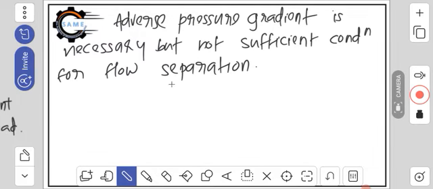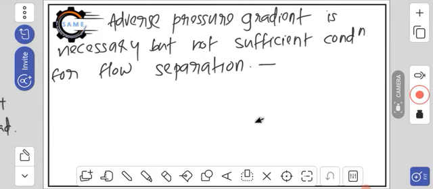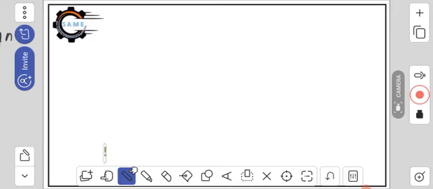Right, it is not sufficient: only the adverse pressure gradient is necessary. This statement is very important, please read it carefully. Adverse pressure gradient is necessary, but it is not a sufficient condition for flow separation. Then the question will come to mind: what is the sufficient condition? We'll see what the sufficient condition is.